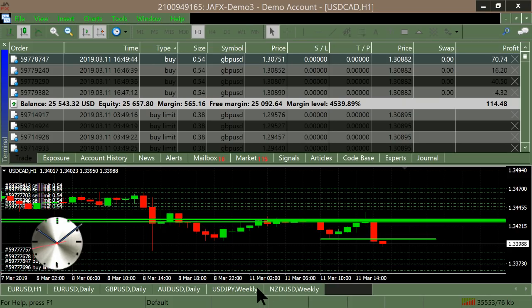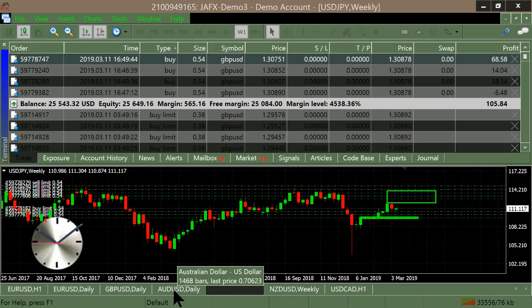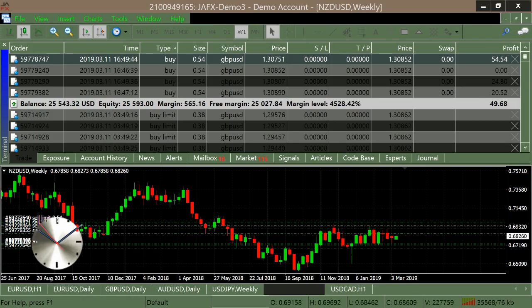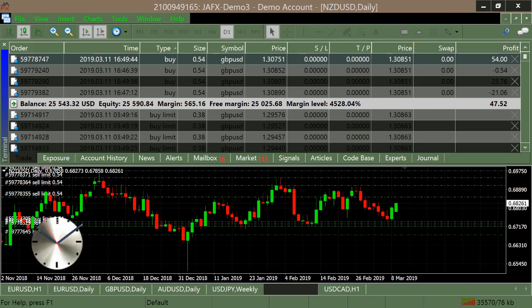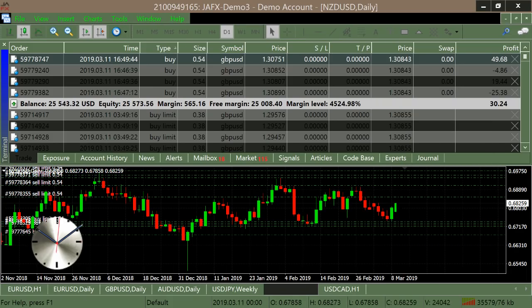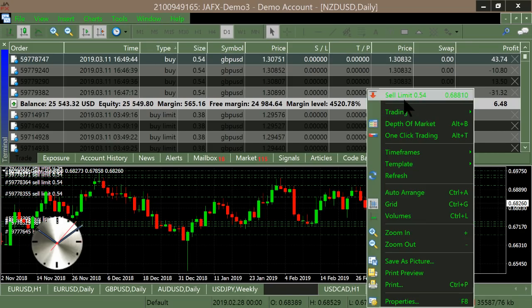So New Zealand's trapped in a box. So is the Australia. Looks like it's going up. New Zealand should go up too on a daily. I'm going to sell New Zealand as it comes up here into resistance. This is kind of an aggressive entry here, but that's the daily chart. So anything up here I think is a good sell.